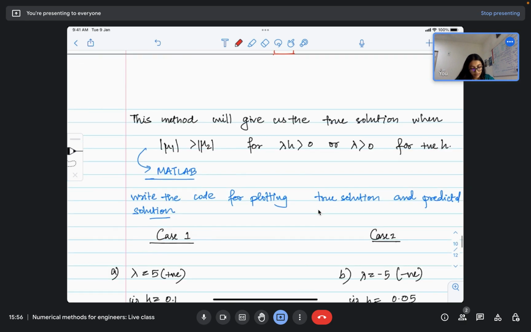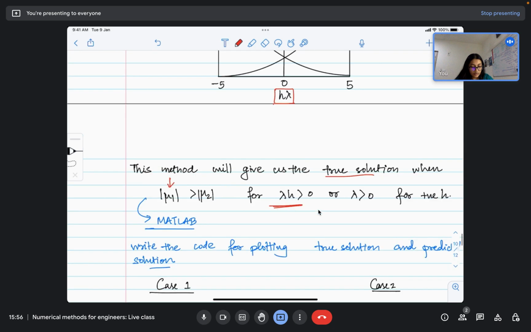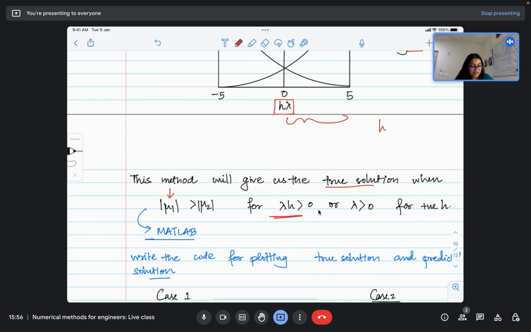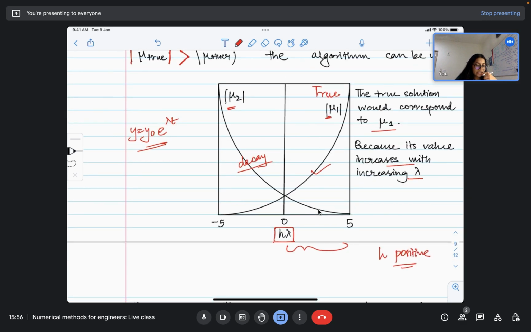Now, this method will give us the true solution only if this particular true value is greater than the other one, for h lambda greater than 0, or simply when lambda is greater than 0, because h is positive most of the times. So let's see what happens when we are computing the value in this region or in this region. We'll see a few graphs for when the lambda value is positive or when the lambda value is negative.